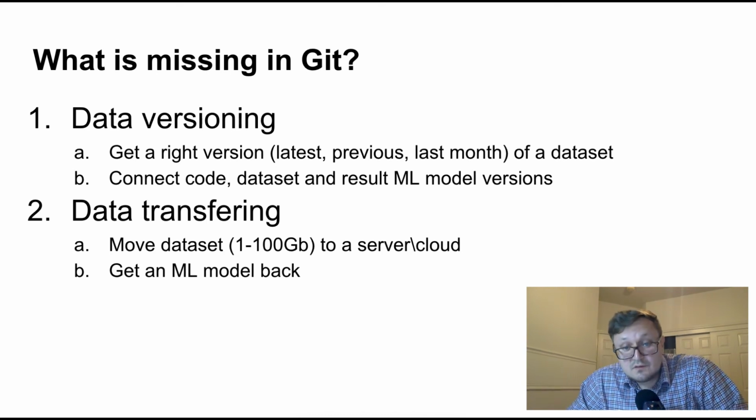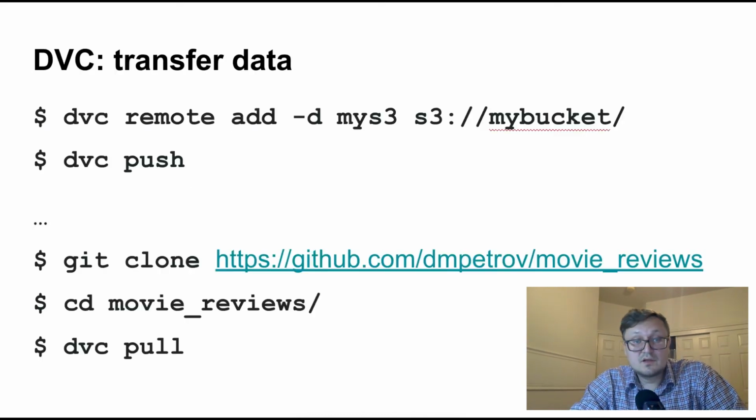So for this functionality, we implemented commands. First of all, we implemented the concept of data remotes. In addition to regular remotes in Git, we invented data remotes. So you add a data remote in your repository by running the DVC remote add command. You specify the address of your storage. It can be a bucket in S3 or a directory in Azure Store, or just an SSH server with some directory. And then DVC push moves the data to the server.